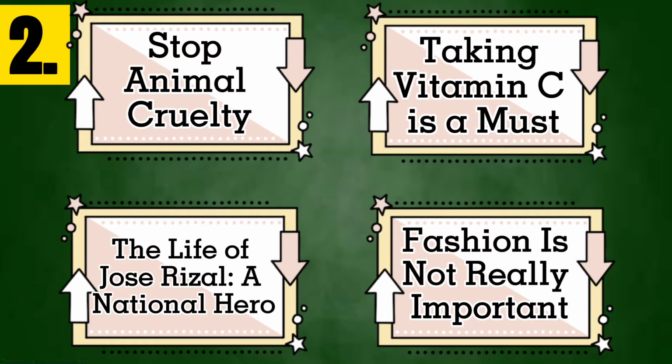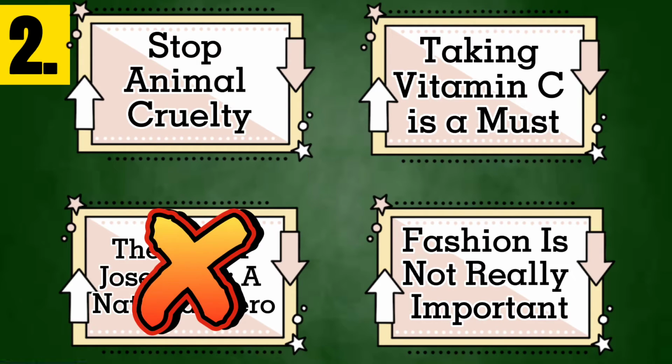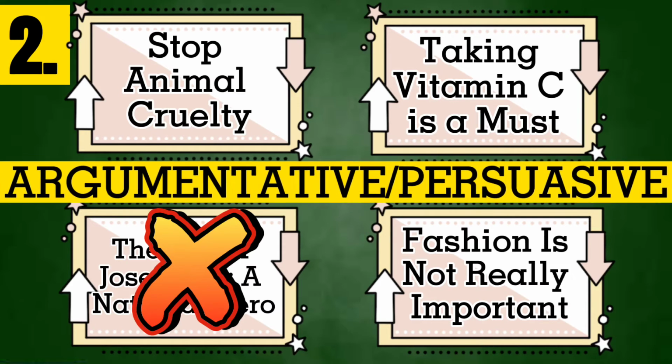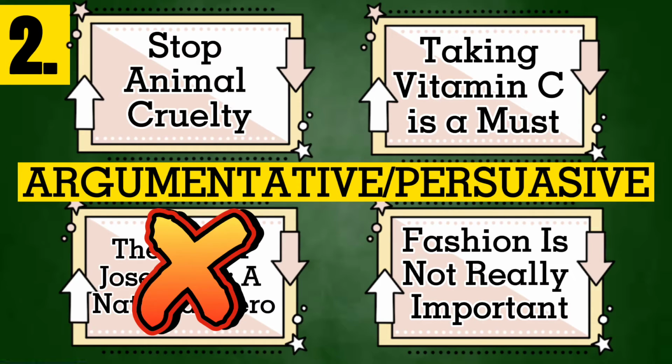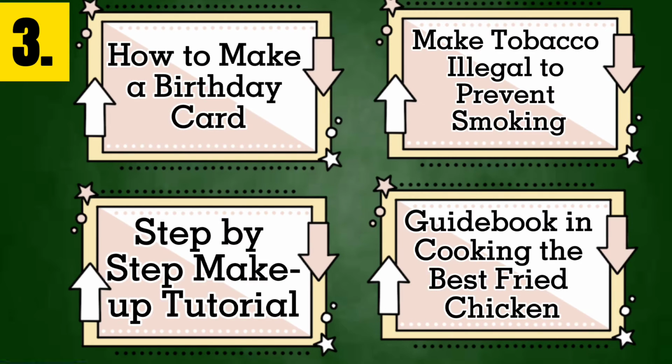The text title that does not belong in the group is The Life of Jose Rizal, a National Hero. Text type is argumentative or persuasive. Number 3. How to make a birthday card. Make tobacco illegal to prevent smoking. Step-by-step makeup tutorial. Guidebook in cooking the best fried chicken.